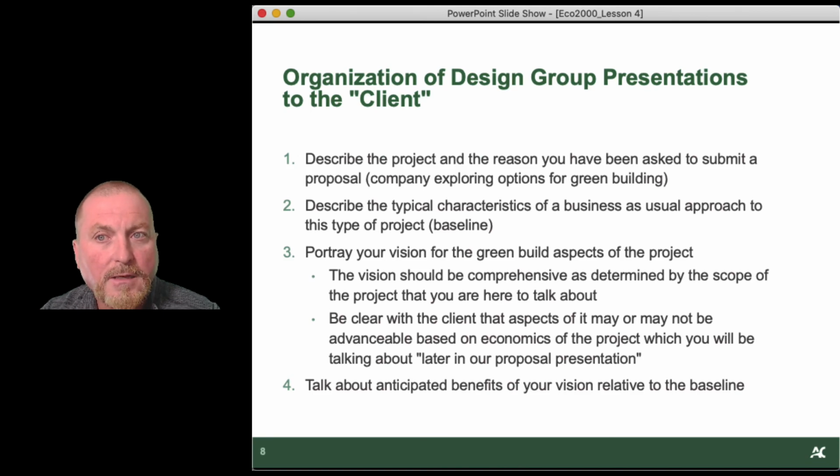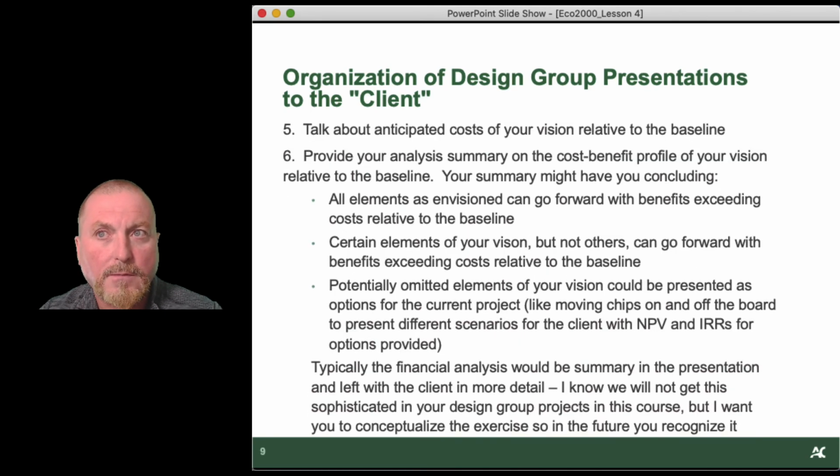Talk about anticipated benefits of your vision relative to the baseline. Talk about anticipated cost of your vision relative to the baseline. Provide your analysis summary on the cost-benefit profile of your vision relative to the baseline. Your summary might have you concluding all elements as envisioned can go forward with benefits exceeding costs relative to the baseline. Certain elements of your vision, but not others, can go forward with benefits exceeding costs relative to the baseline.